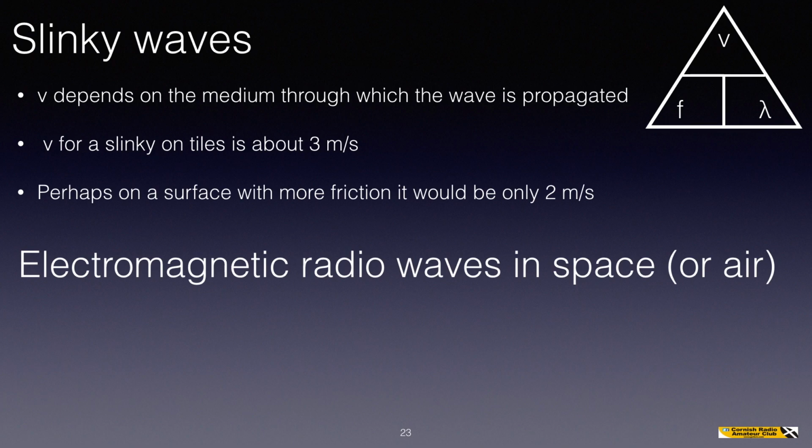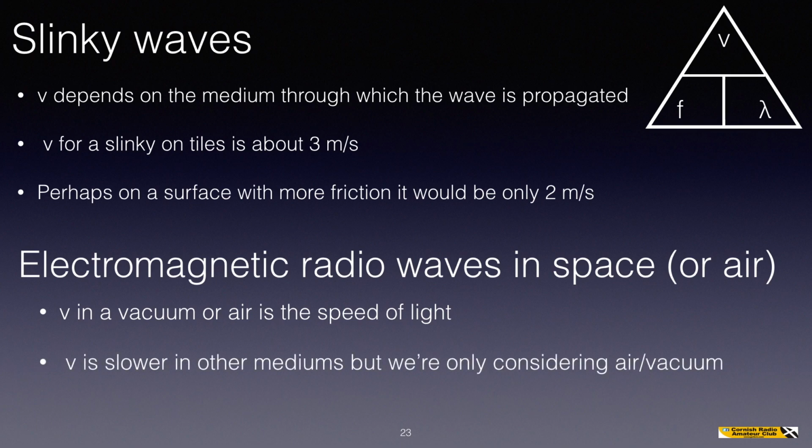Now, for electromagnetic radio waves in space or air, the velocity in a vacuum or air is always the speed of light, and that makes things a bit simpler for us. The velocity is slower in other mediums, but we're only considering air or vacuum because the radio waves that we send out, whether they're on VHF or HF, as we transmit our signals, always go out over an air or a vacuum. So we don't really need the triangle.